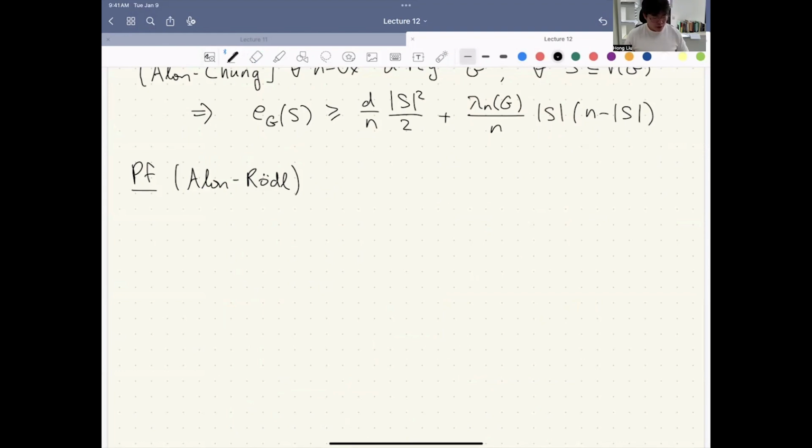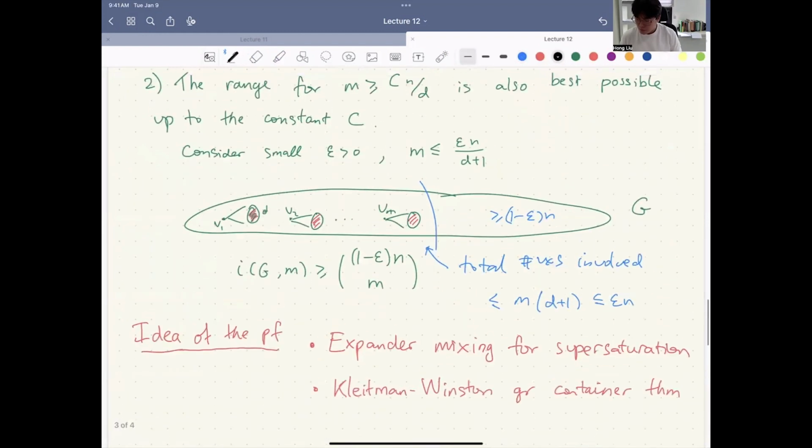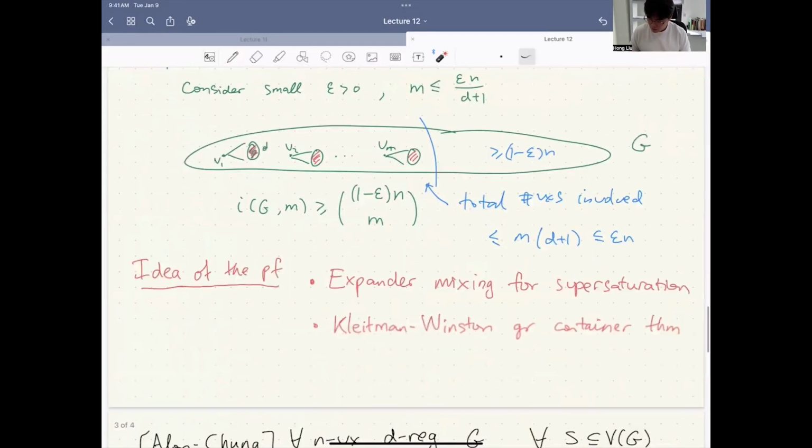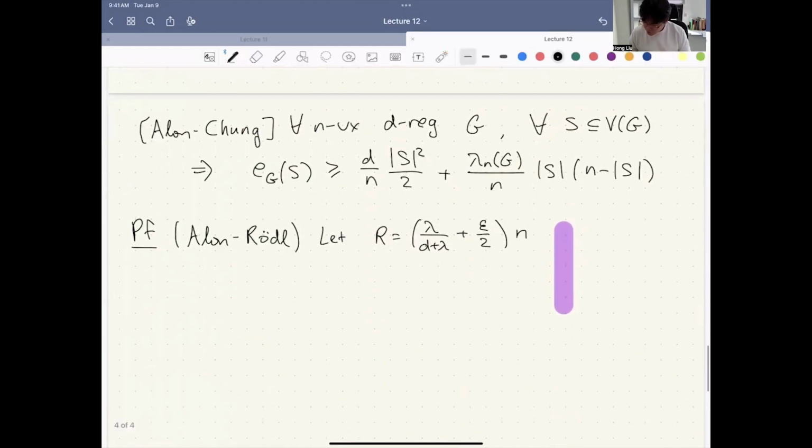I will tell you how to choose parameters. Let R be (lambda over D plus lambda plus epsilon over 2, leaving a little room) times N. So the bound we want to prove is that I_G(M) is at most R plus epsilon N over 2, choose M. This is what we want.